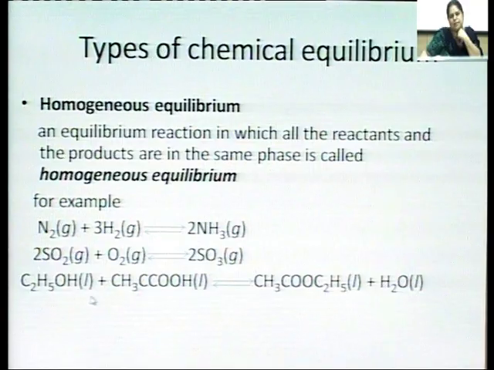Now, in this case, you can see all the reactants as well as the products are in the liquid form. On the other hand, in the previous two examples, all the reactants and the products are in one phase, that is the gaseous phase only. So, these are the examples of homogeneous equilibrium.